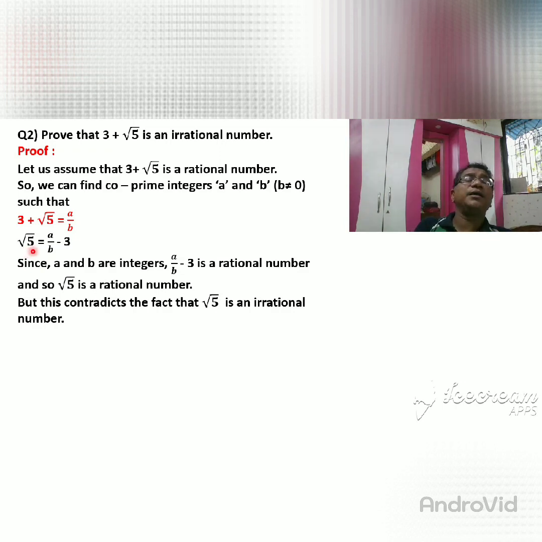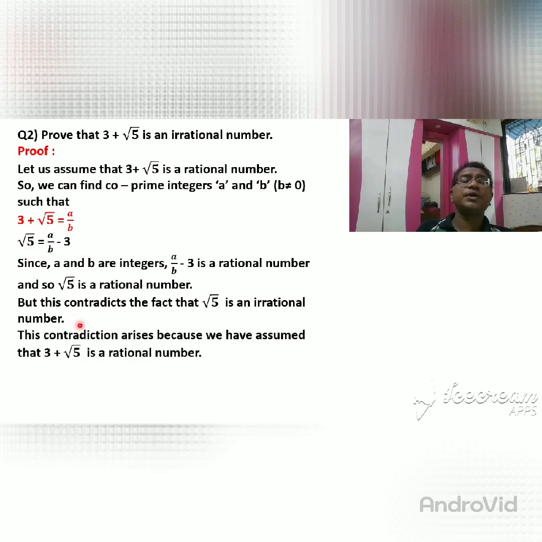But root 5 is equal to a upon b minus 3. A upon b minus 3 is a rational number, but root 5 is not a rational number, it is an irrational number. We cannot know the square root of root 5, so it is an irrational number. So an irrational number equal to a rational number is not possible. So whatever we consider is wrong. So 3 plus root 5 is an irrational number.